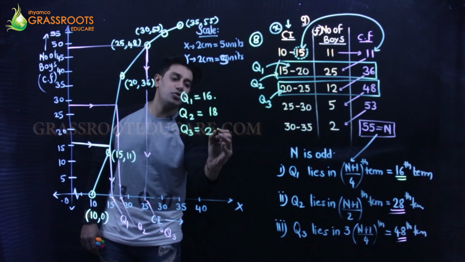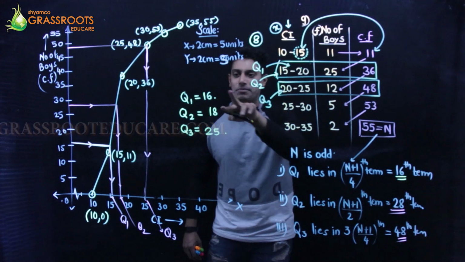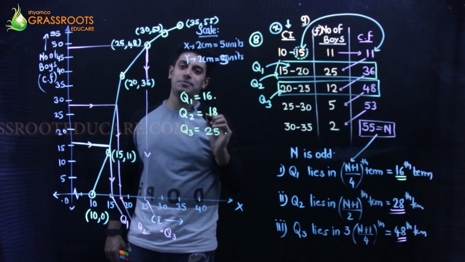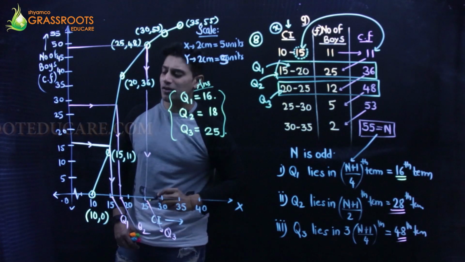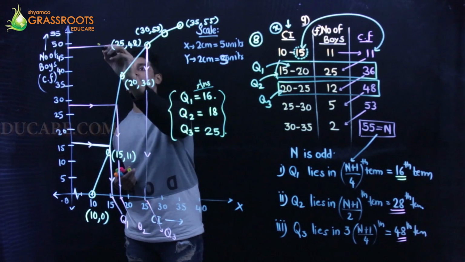And Q3 answer is going to be 25, right? And obviously the answers are between them only. One plus minus is acceptable in board exam. So these are my answers. In the question, they are only asking me median. I found out all of them.